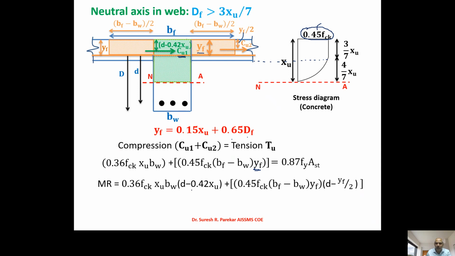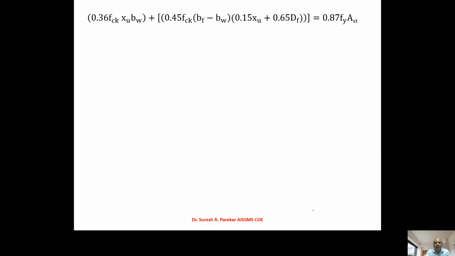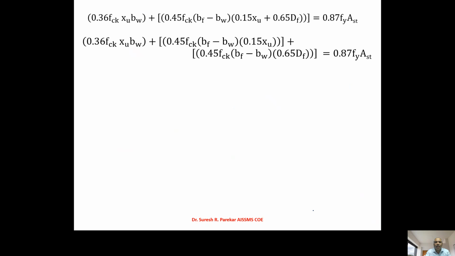Now here also we have D minus 0.42 XU for the first part, as it is. In the second, we have YF, and so we are going to get the centre of this at YF by 2, and you will get the lever arm. So this lever arm is D minus YF by 2. And likewise, we are in a position to get the moment of resistance. And AST1, as I already mentioned, because CU1 equals TU1 and CU2 equals TU2, we will get this value. So these are the theory portion related to your flange section.